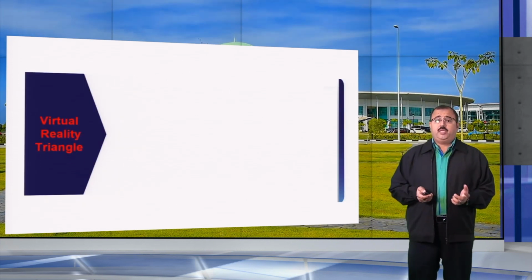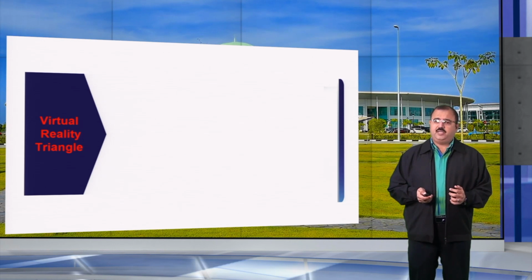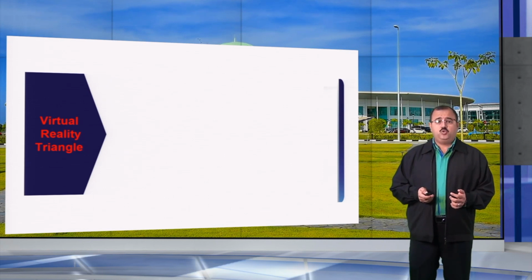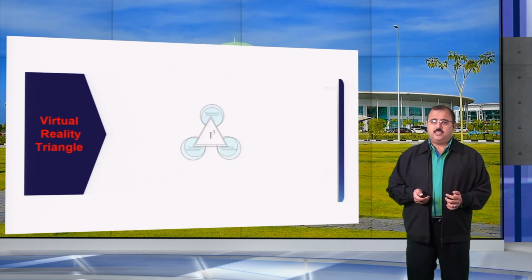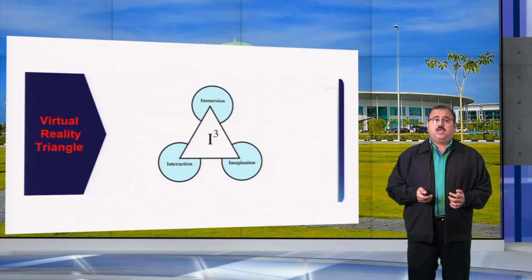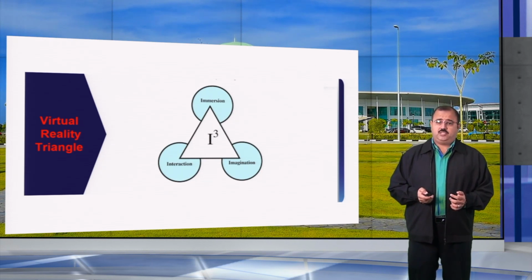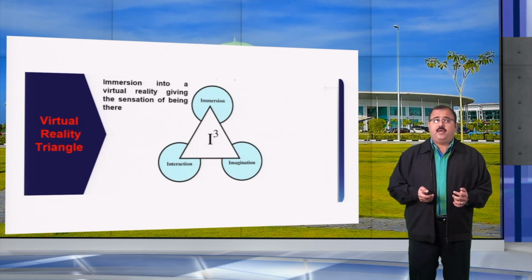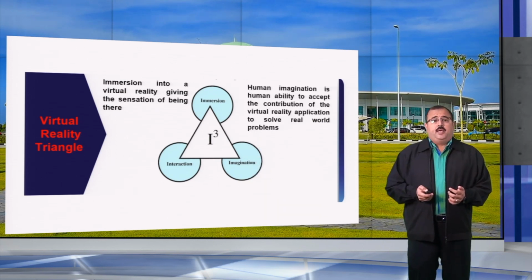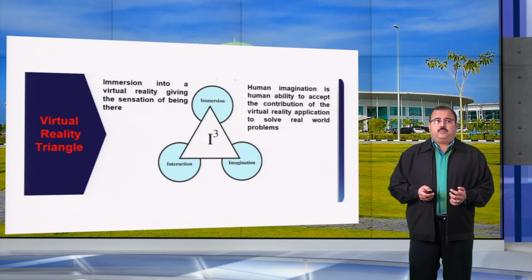At the beginning, we need to explain about the Virtual Reality Triangle. In this virtual reality triangle, we have three main components that should be in any virtual reality system, which are immersion, imagination, and interaction. The immersion into the virtual reality gives the sensation that we are there, inside this virtual environment.